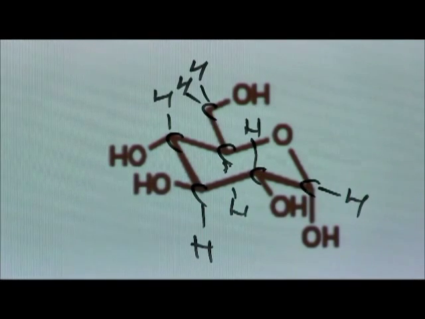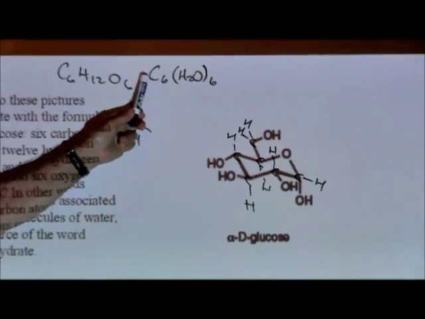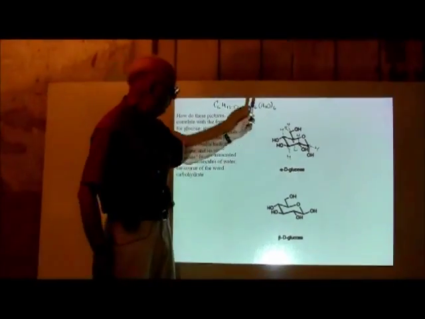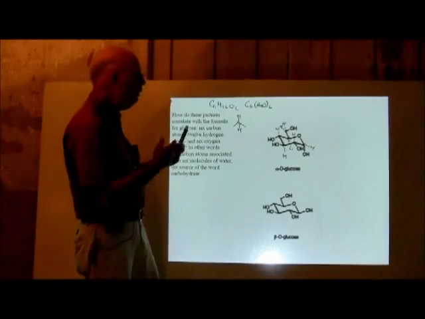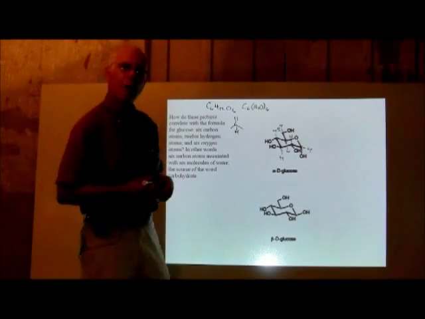And so by applying this simple idea, we end up with C6H12O6, C6H2O taken 6 times, a carbohydrate. You can do that for any molecular structure.